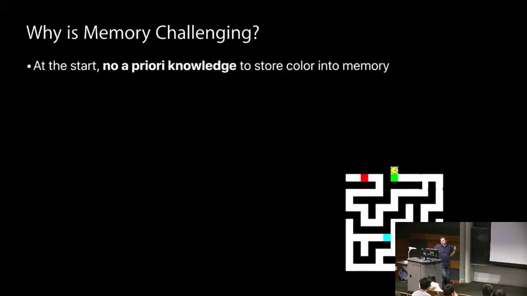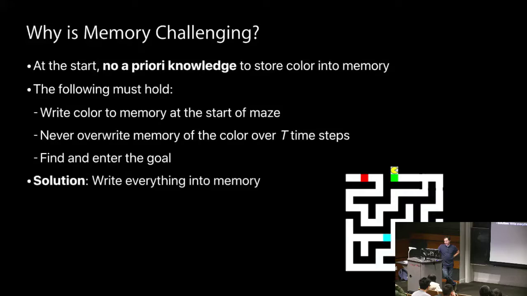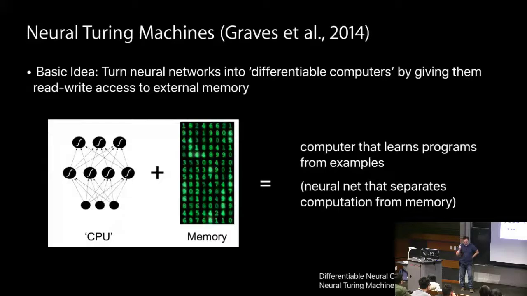So at the start, there is no prior knowledge. But then the following has to hold, right? You have to write the color to the memory somewhere at the start of the maze. You have to never overwrite memory of the color over t time steps while you're doing exploration. So you have to maintain this indicator. And you have to find and enter the goal, right? Otherwise, you get negative reward. And one solution would be to write everything into the memory, which is not as efficient, but nevertheless is a solution.